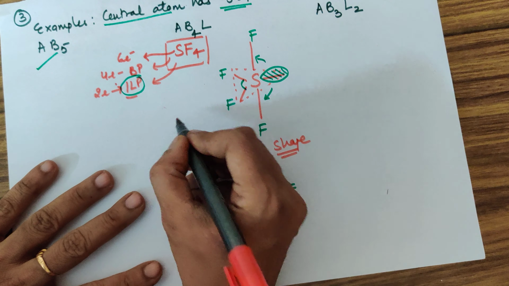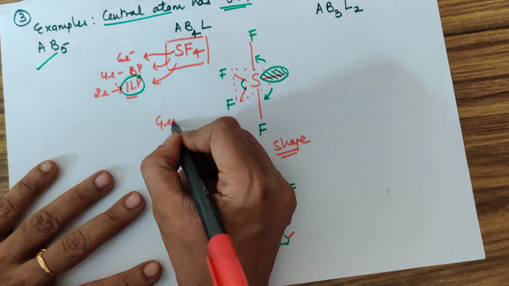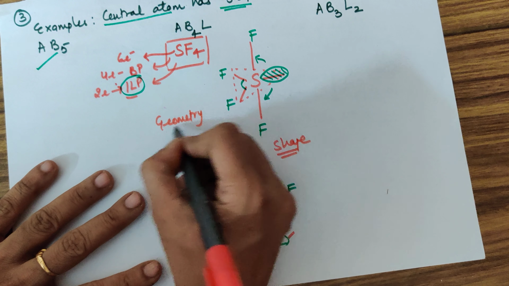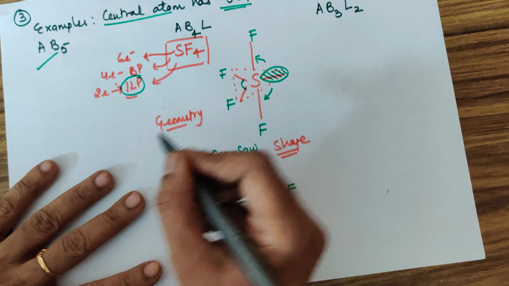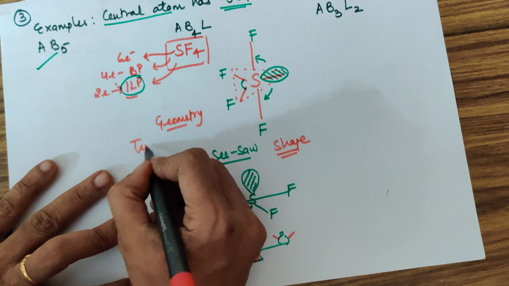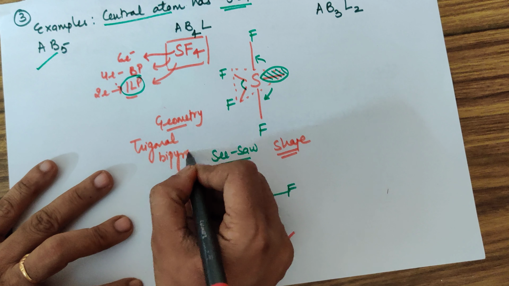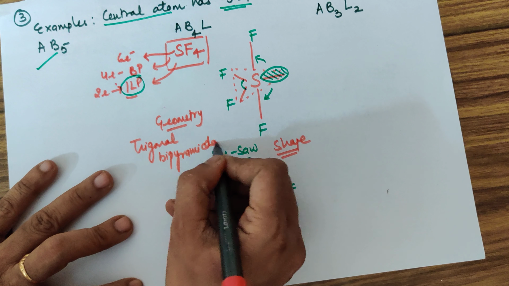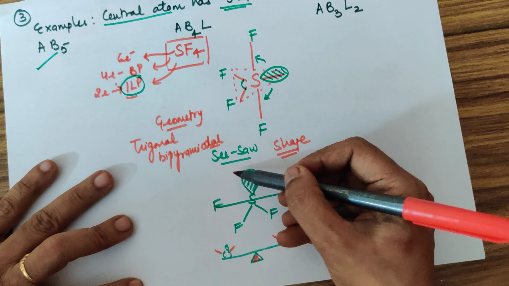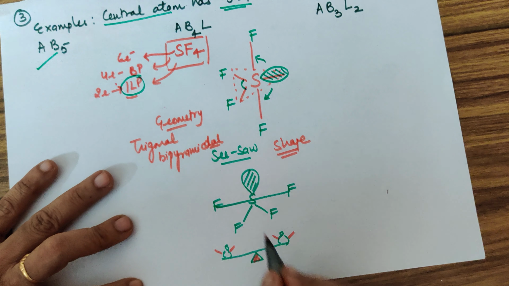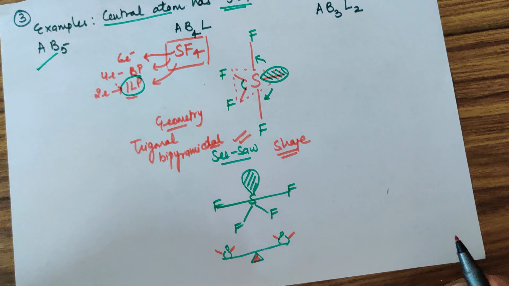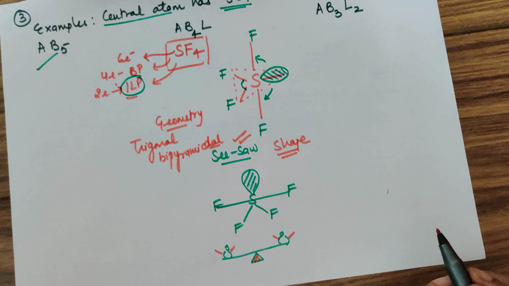Otherwise, if you are asked the geometry, it includes all lone pairs and bond pairs. So the geometry is said to be trigonal bipyramidal. But for the shape, we talk not about the lone pair, only the bond pairs, and it is said to be a seesaw shape. Fine, understood?